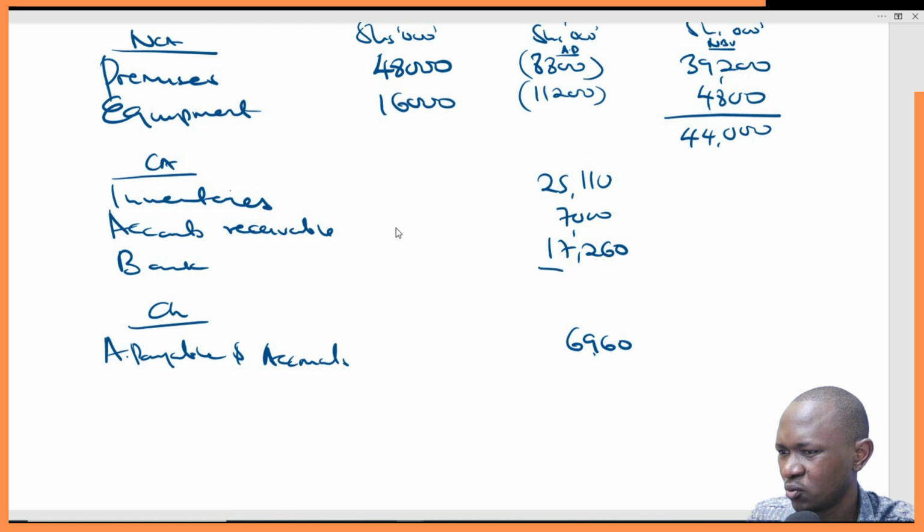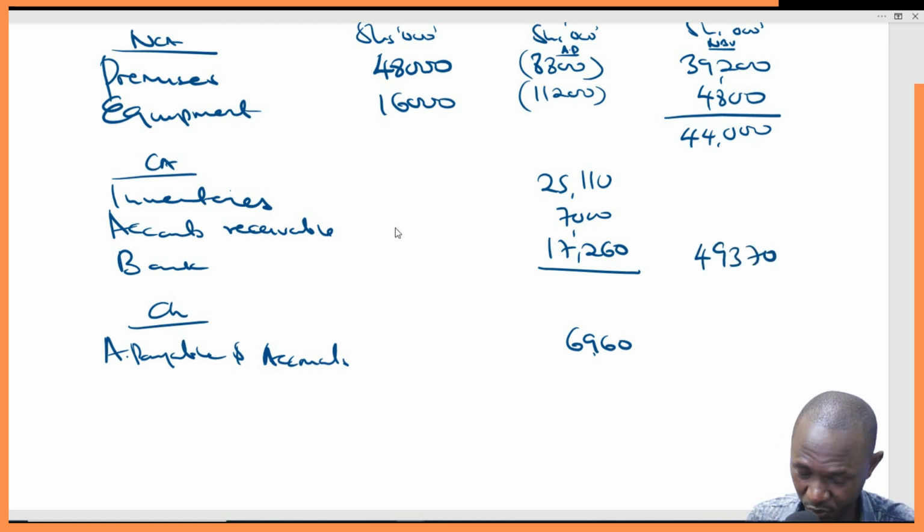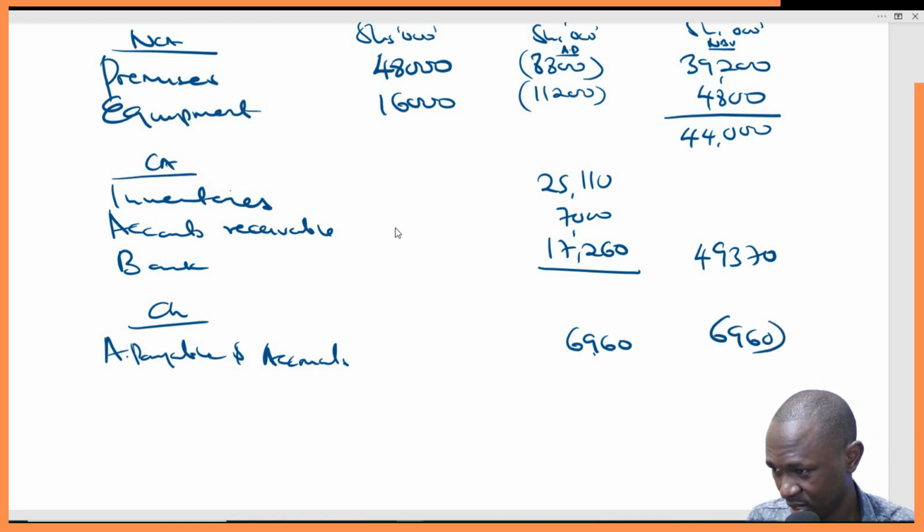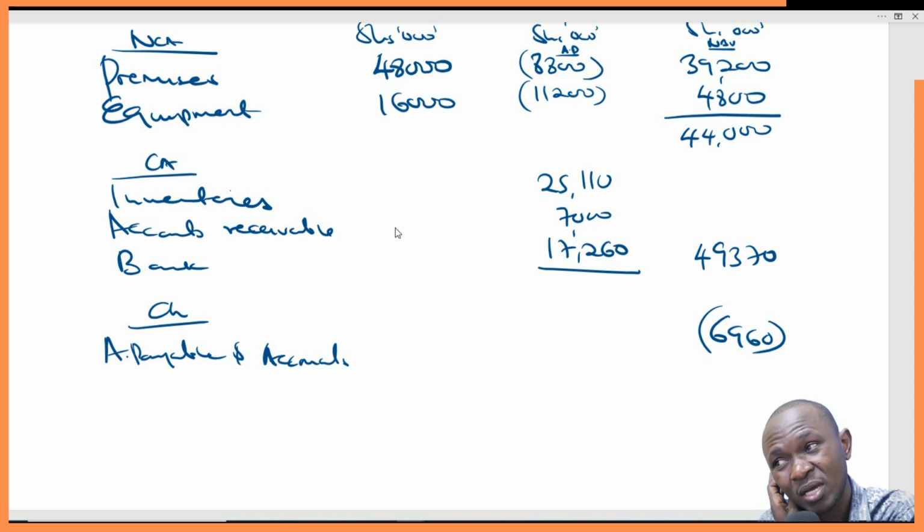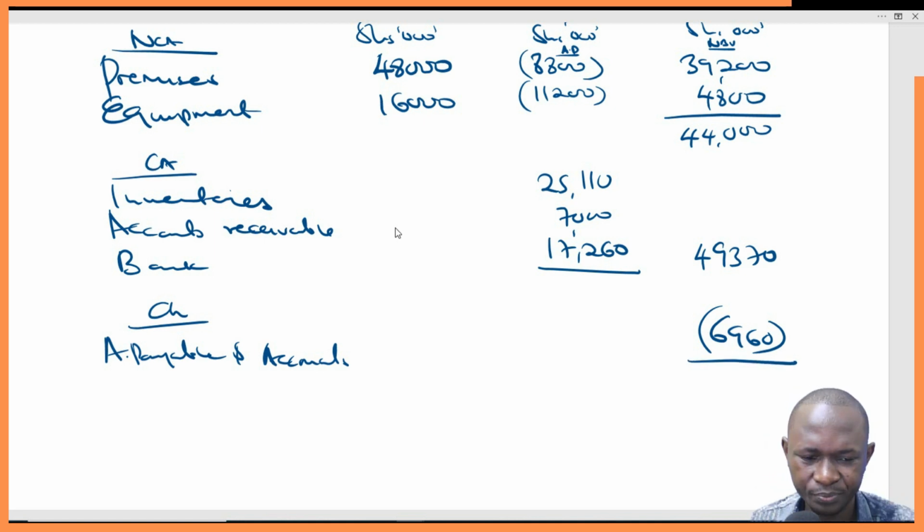In fact, this time round we can just work these figures here, then take the working capital the other side. There's no harm. So 25,110 plus 7,000 plus 17,260 gives us 49,370. If you are going to put them the other side, then this 6960 will have to come here, and there's no need to put it here because it's the only one. Otherwise, you can also take current assets minus current liabilities, get working capital, then add working capital to the non-current assets.